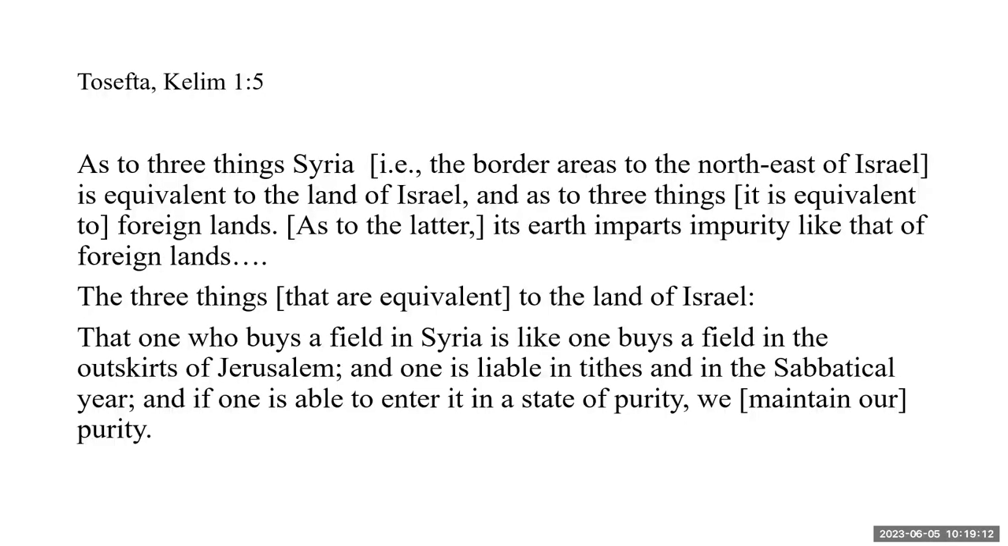An examination of the halachot that are occupied with purifying the land of the nations in Syria also teaches us about a trend of encouraging continuity of settlements into Syria. This can also be seen in Tosefta Kelim quoted above: the one who buys a field in Syria is like one who buys a field in the outskirts of Jerusalem. This approach, which would encourage the purchase of fields in Syria, is found within a series of Tanaitic halachot that includes the following Mishnah as well.